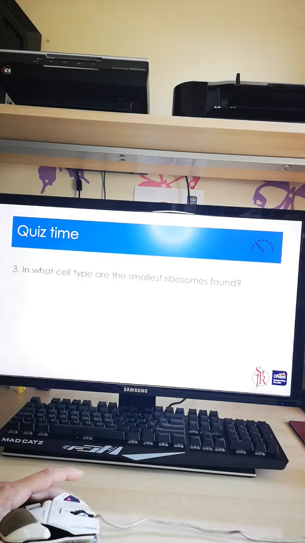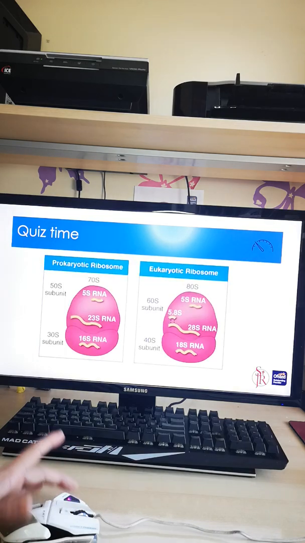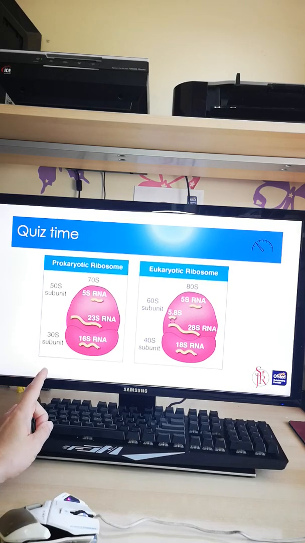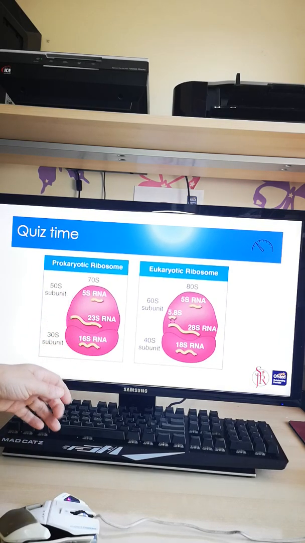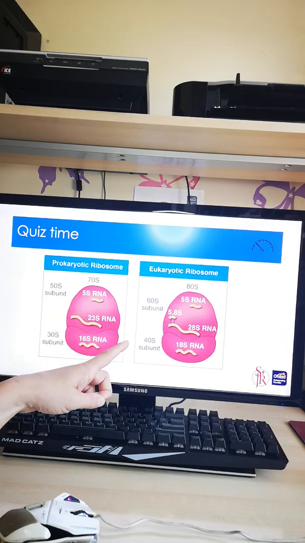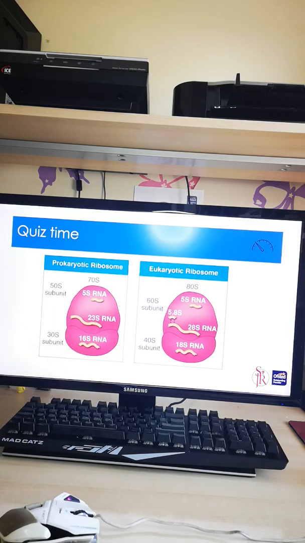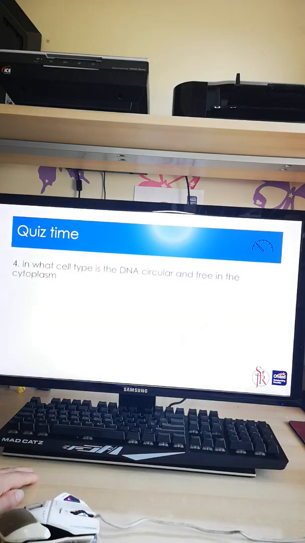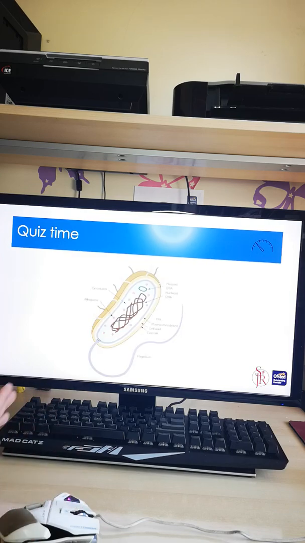Number 3. In what type of cell are the smallest ribosomes found? Quick as a flash, I'm hoping. Prokaryotic cells. So the prokaryotic ribosome is a 70S ribosome, okay, which is smaller than eukaryotic ribosomes, which we refer to as 80S. Number 4. In what cell type is the DNA circular and free in the cytoplasm? Straight away, I'm hoping prokaryotic cell or bacterial cell pops into your brain.